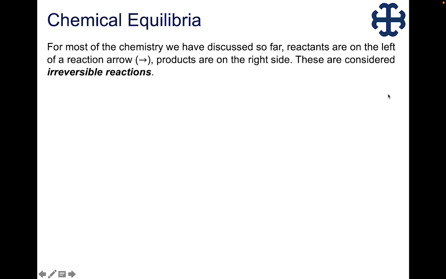So for the most part in Gen Chem 1, every chemical reaction that we talked about had a reaction arrow that went from left to right, basically between our reactants and our products, right? We would consider these to be irreversible reactions, and that means that they only go one way.